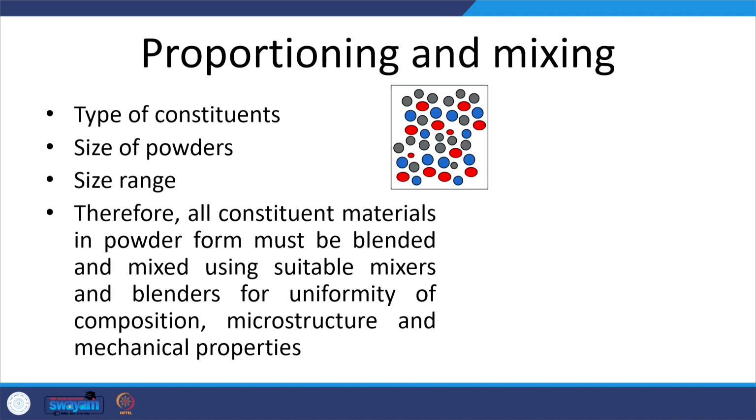So, as I said, proportioning and mixing is one thing. We do the proportioning for the different types of components in the desired proportions. One is identifying the proportion of the different constituents, then size proportioning. The powders of each type of constituent in different sizes are identified and mixed, and then once we do the proportioning of sizes, we will be able to have the desired size range.